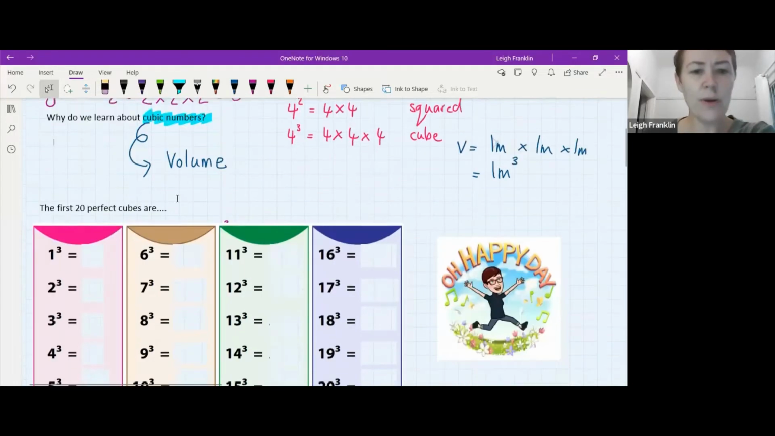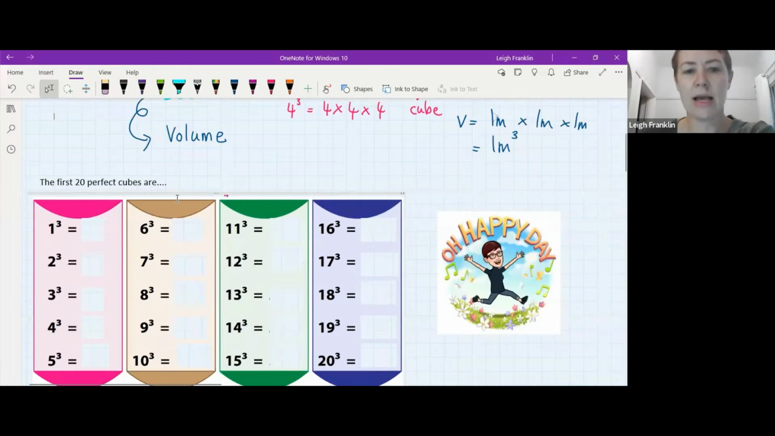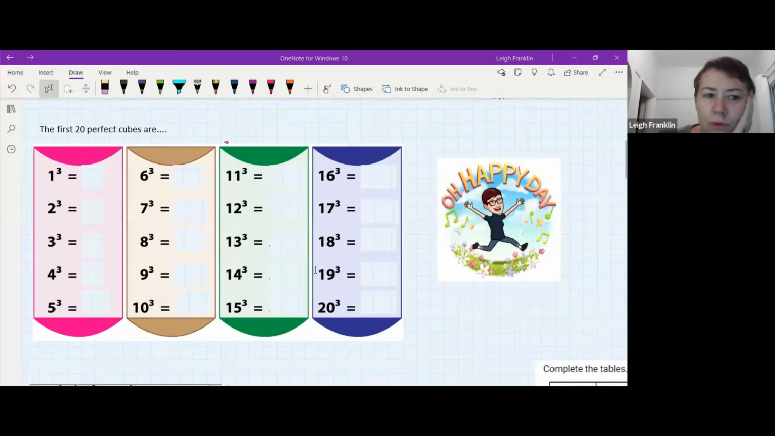All right, let's have a look at the first 20 perfect cubes. Remember, when we're working with a cube, we take a number and multiply it by itself and then by itself again. The smaller numbers are super easy. The bigger numbers are a little bit more difficult.